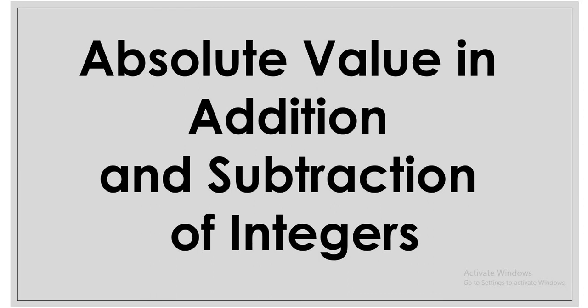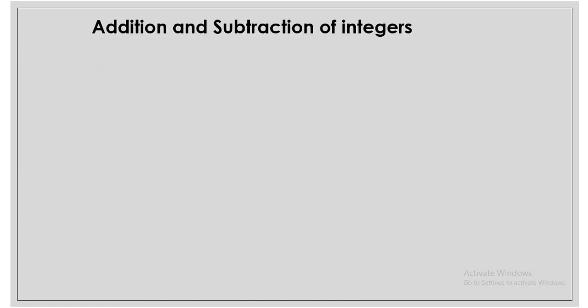So let's go on now to absolute value in addition and subtraction of integers. Absolute value plays a vital role in performing operations on integers. So when you see the words absolute value, meaning to say when you're adding positive numbers and negative numbers, the answer must be in positive form. Let's go on now to addition and subtraction of integers.